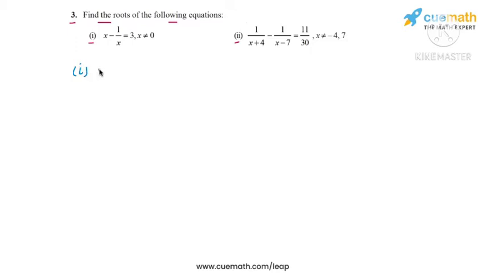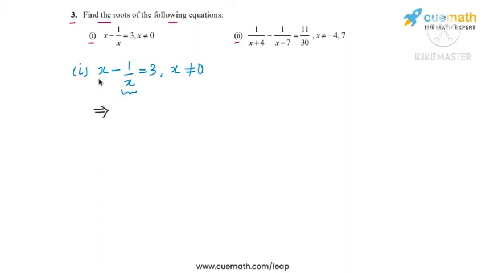In the first part, the equation is x − 1/x = 3. And we're also told that x is not equal to 0, because if x is equal to 0, then this term 1/x will be undefined. So let's modify this equation and write it in standard quadratic form.